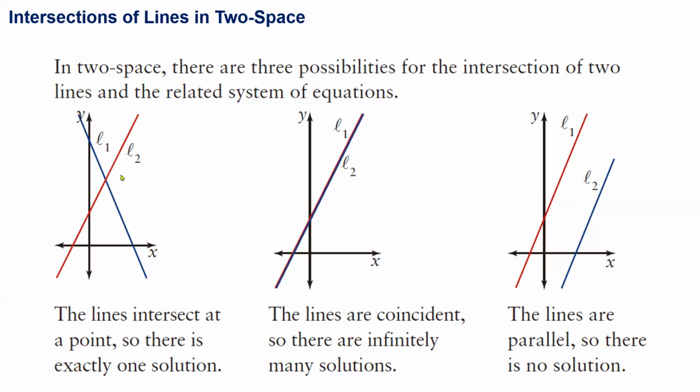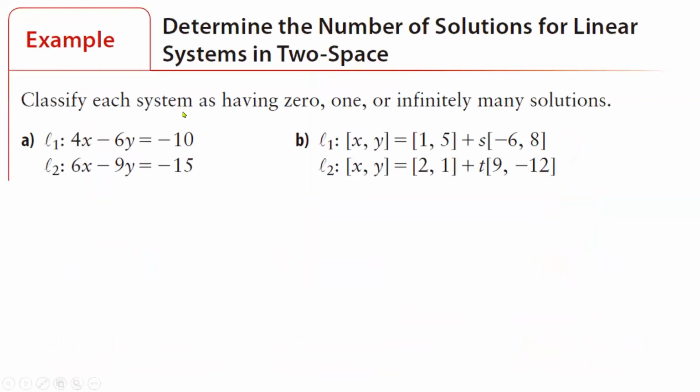Okay, so to decide if lines intersect at a point or they are parallel and unique or they are coincident, we can combine the equations of these 2 lines and check if there are any solutions. Okay, so now let's have a look at this example here. Classify each system as having 0, 1, or infinitely many solutions. Okay, I'll give you 4 minutes to consider these 2 questions.